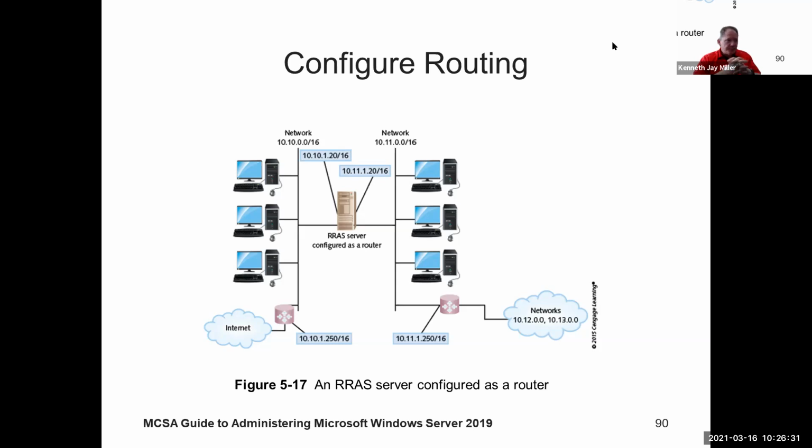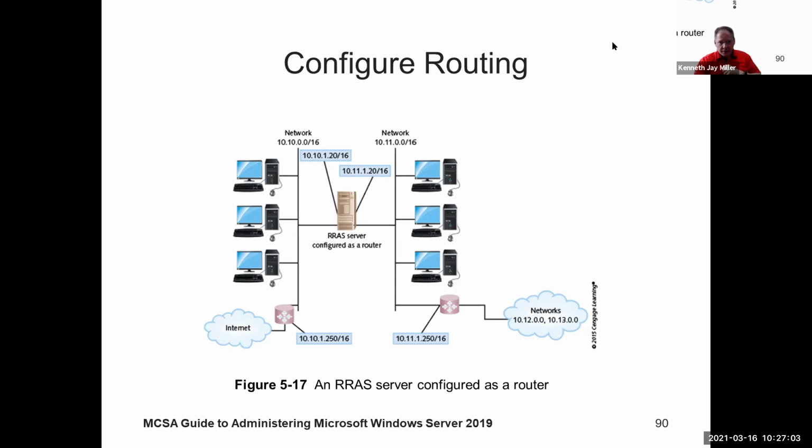Okay, so basically what this is saying is, how is this network divided? Well, the first 2 octets are the network ID. 10.10.0.0 is the network ID. Over here, 10.11.0.0 is the network ID. If the network IDs are not the same, in other words, if they're not on the same network, the only way they can connect is with the use of a router. So that's what we're doing here.